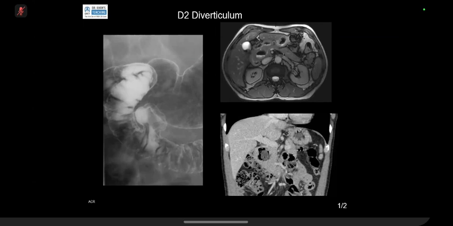Just for the gastroenterologist, your friend, Mr. D2 diverticulum. D2 diverticulum is a very, very common condition, and we consider it an incidentaloma. For gastroenterology, you have to be worried because you can go in during your ERCPs, etc. Very, very common, D2. On a barium study you can see it, on an MR you can see it, and on a CT scan you can see it.